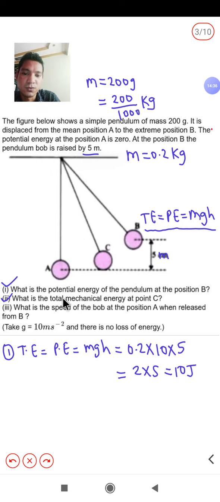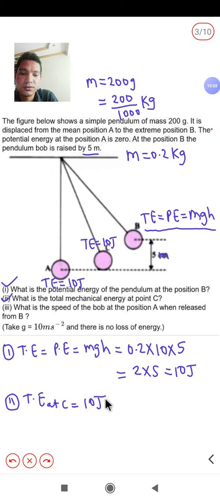Second part, what is the total mechanical energy at point C? So total will remain constant only. Here it will be 10 joule only. Even here total energy will be 10 joule only. Okay, check this one. Third part. Okay, what is the answer of the second part? Total mechanical energy at C is 10 joule only. Okay, according to law of conservation of energy, you need to specify it. Okay, here according to law of conservation of mechanical energy.